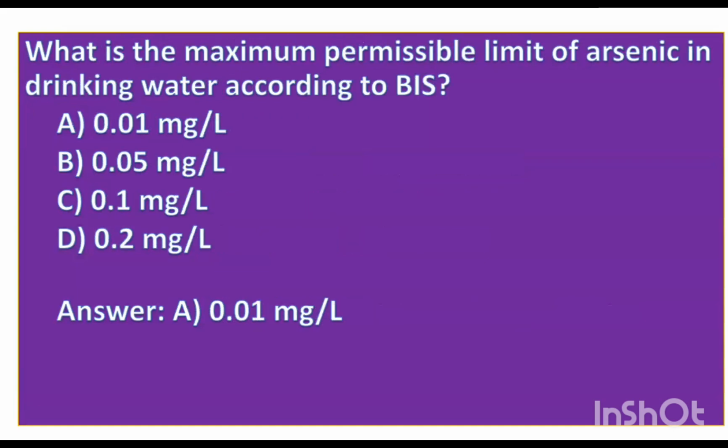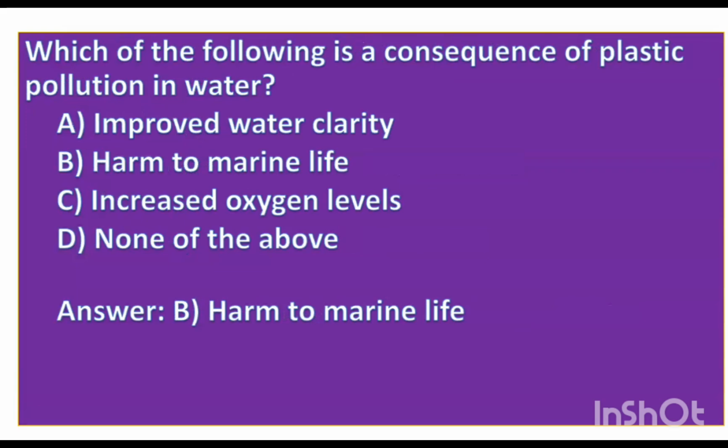What is the maximum permissible limit of arsenic in drinking water according to BIS? Options: 0.01 milligram per liter, 0.05 milligram per liter, 0.1 milligram per liter, 0.2 milligram per liter. Answer: 0.01 milligram per liter. Which of the following is a consequence of plastic pollution in water? Options: improved water clarity, harm to marine life, increased oxygen levels, none of the above. Answer: harm to marine life.